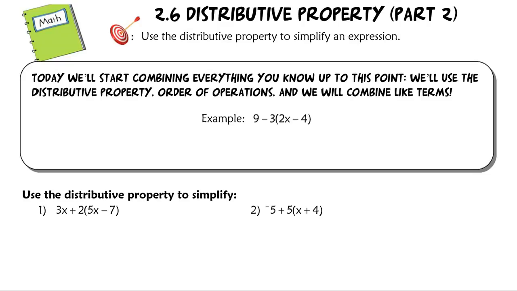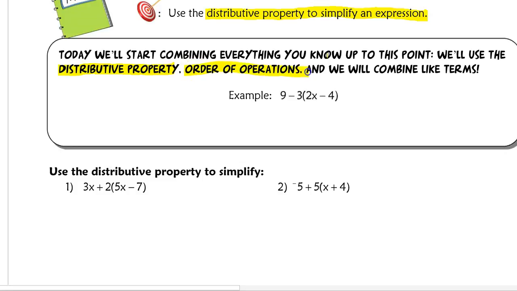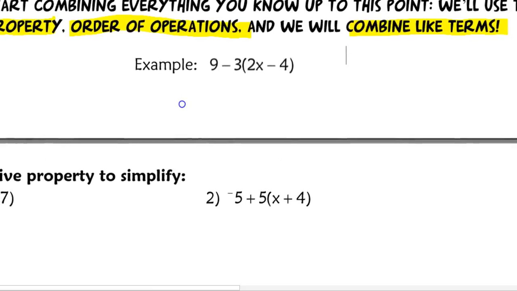Alright, this is part 2 of the distributive property. So today we're going to be using the distributive property again, but this time we're going to be simplifying more difficult expressions. So we have to combine everything that you know up until this point, basically the distributive property, obviously, along with order of operations, and then we're also going to combine like terms. Okay, so let's try our very first example here in the middle.